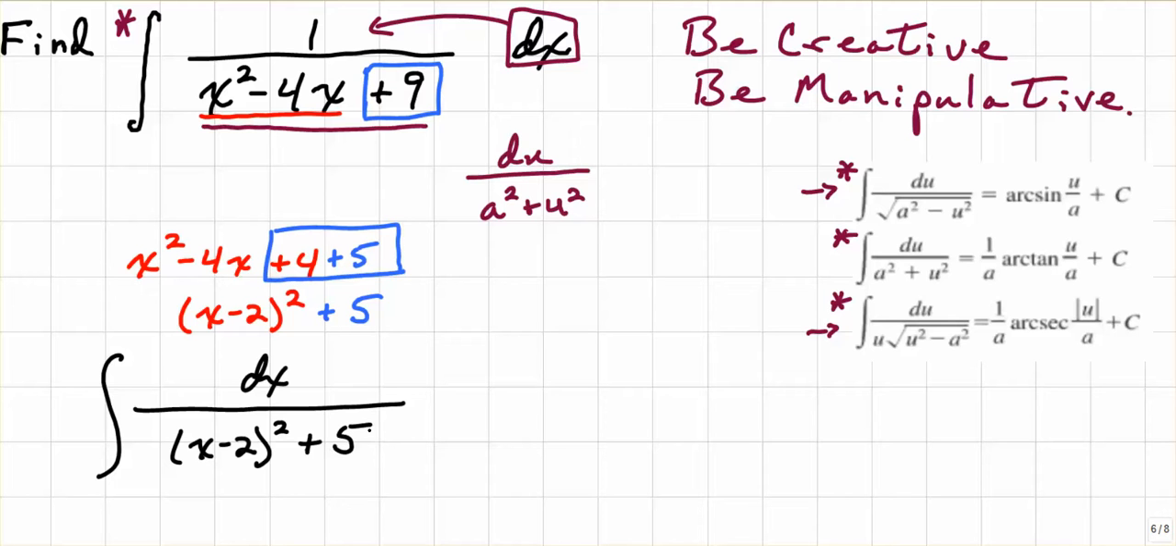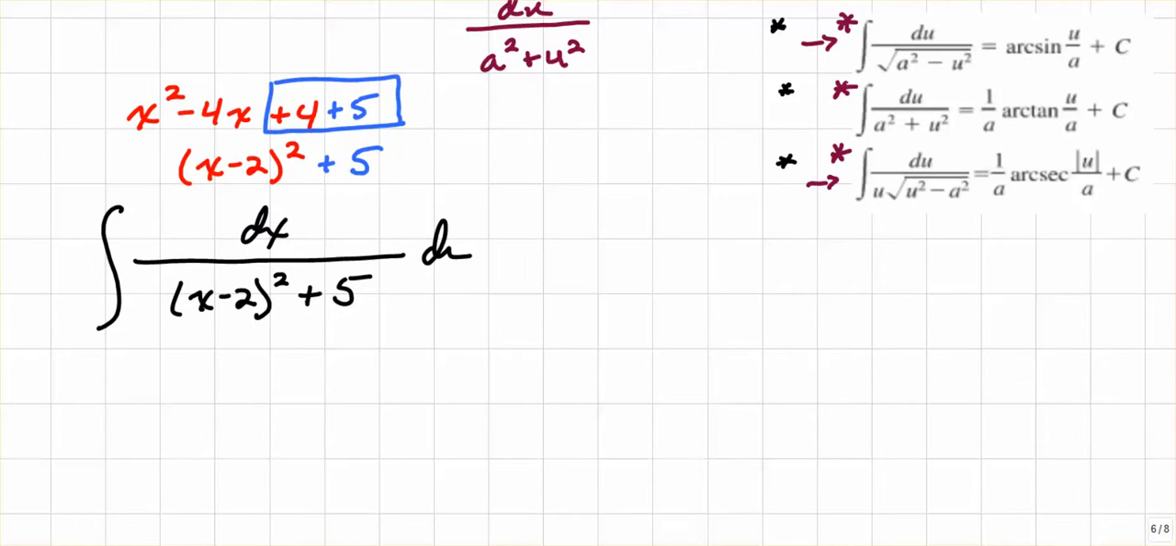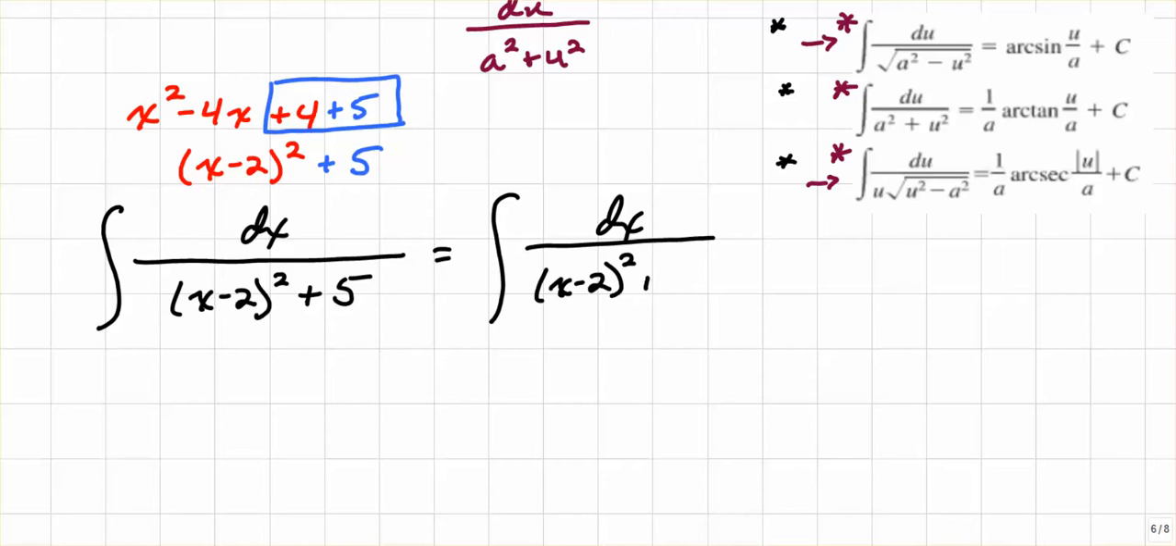And that's the manipulation that I'm talking about. I look at these things and I try to find a way to make it fit over here. Like I said, the first and the third are going to be out of bounds because of the square root symbol, but I can definitely make this fit like this. Remember that I got an a squared plus u squared. So what I can do is go ahead and rewrite this. So that's the integral of dx over x minus 2 quantity squared plus 5, make that 5 plus x minus 2 quantity squared.